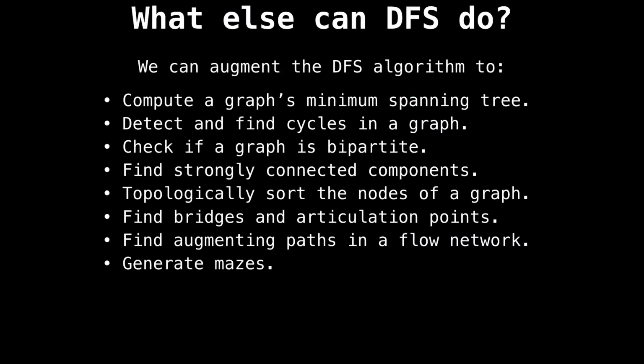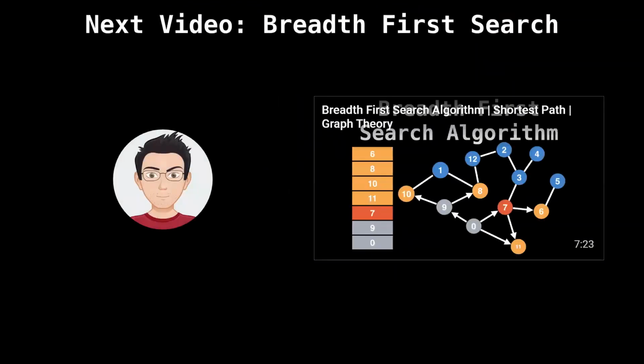So we've covered two of the things you can use the depth first search for, doing a simple traversal and determining connected components. But we can augment a depth first search to do so much more, such as compute a graph's minimum spanning tree, detect and find cycles in a graph, check if a graph is bipartite, find strongly connected components, topologically sort your graph, find bridges and articulation points, find augmenting paths in a flow network, generate mazes, and many, many more applications. So a depth first search is super versatile and can be extended to do a whole ton of things.